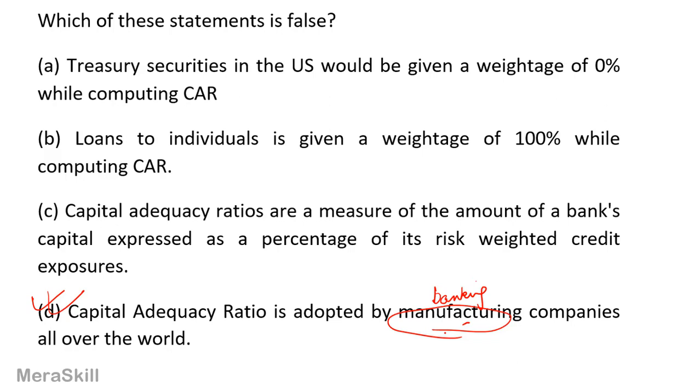But students, when you are revising, when you are going through multiple choice questions here or elsewhere, and you have identified the false statement, also pay attention to the true statements. Remember, these are like revisions, right? So, treasury securities are given a weightage of 0%, individuals are given a weightage of 100% while computing the risk-weighted assets of the CAR, correct? And capital adequacy ratio is a measure of the bank's capital as a percentage of the risk-weighted assets or the credit exposures. Correct? That is the meaning of the three statements.